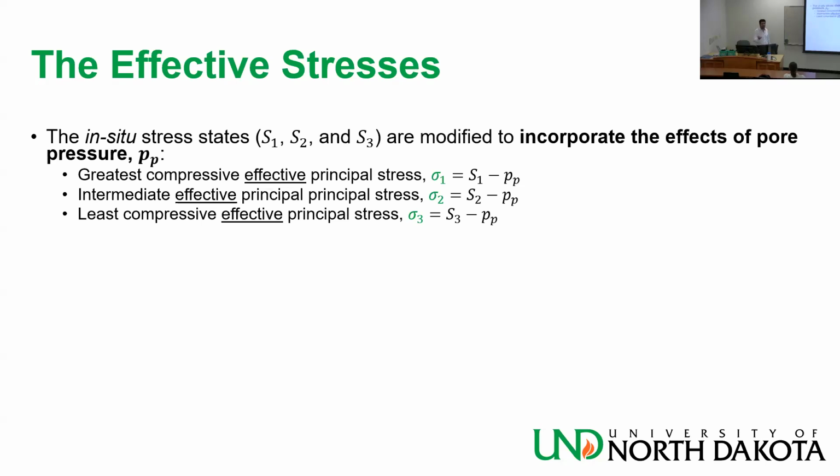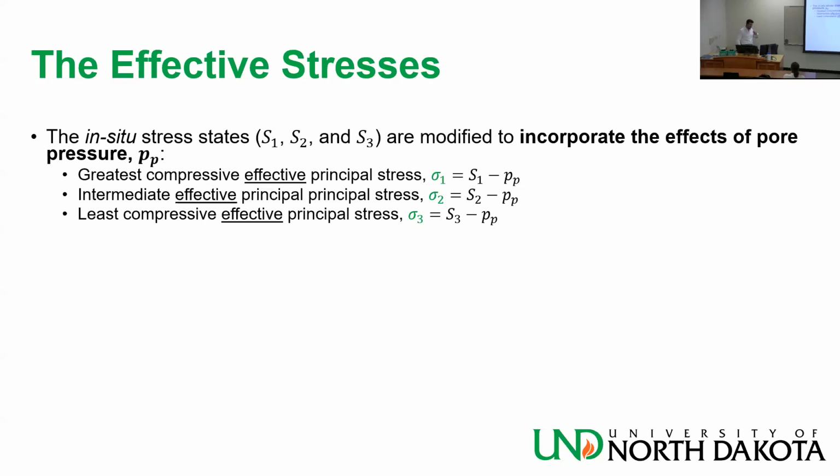If I subtract 3 from 8, 7, and 6, it becomes 5, 4, and 3. I'm subtracting a constant value, so the ranking remains the same. So if I had a normal faulting stress state, strike slip, or reverse, it remains the same if I change the pore pressure, at least at that level.